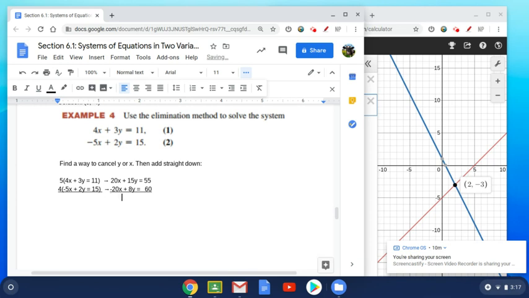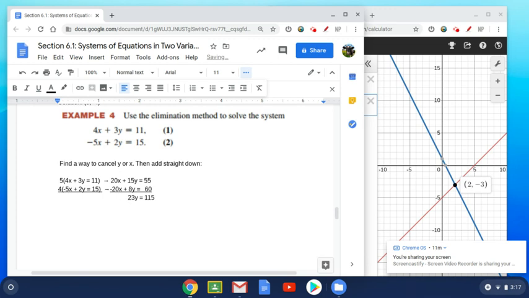Okay, so my x's are now gone. And what do I have left? I have 23y equals, let's see, that's 115. Yes. All right, so now I can easily solve for y. I can take 115 and divide it by 23, and I find out that y is 5.